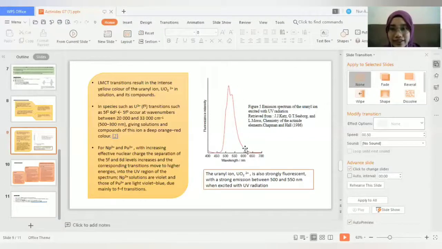This graph is about the uranyl ion. It has a very strong fluorescent character, with a strong emission in the 500 to 550 nanometer wavelength, because it has the highest peak in here.